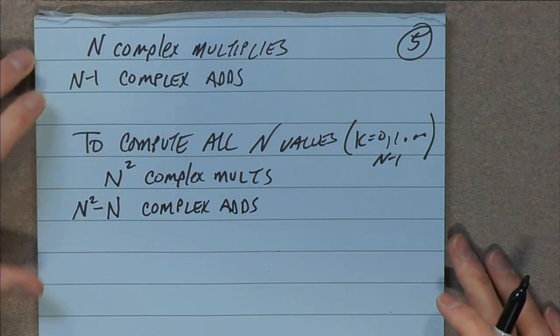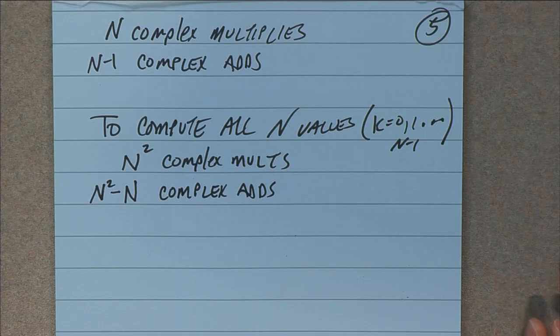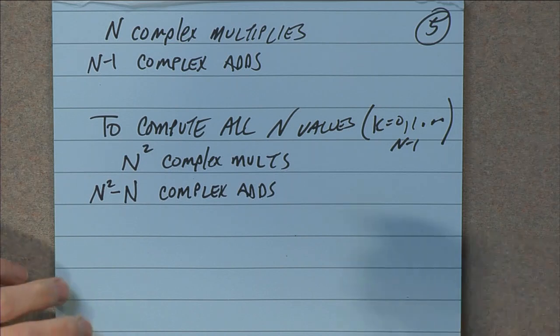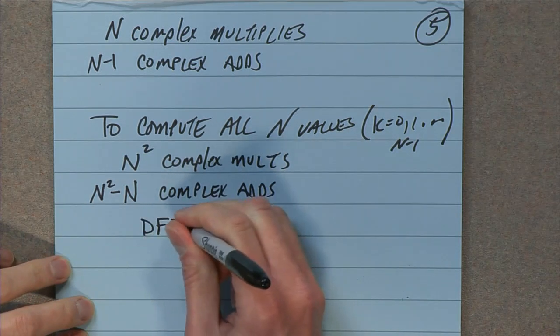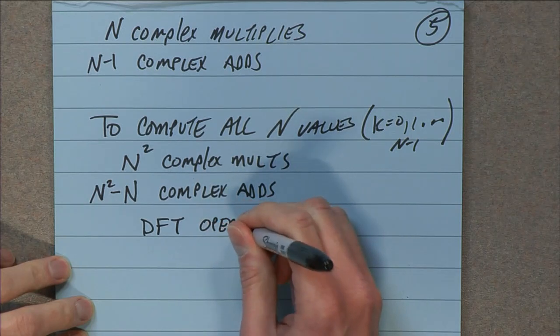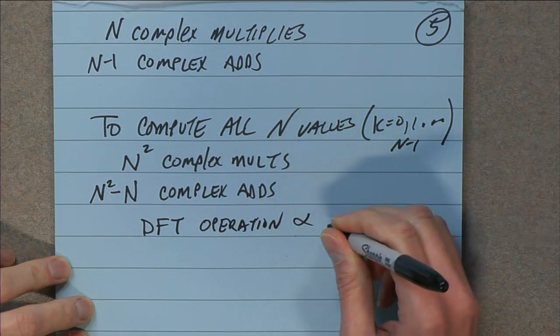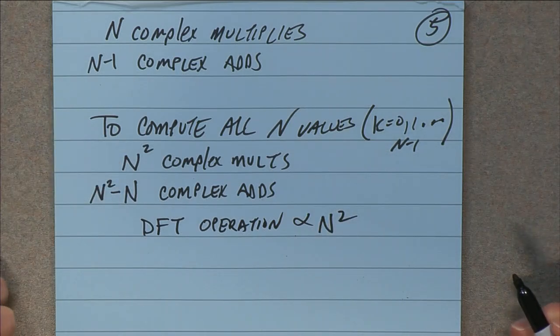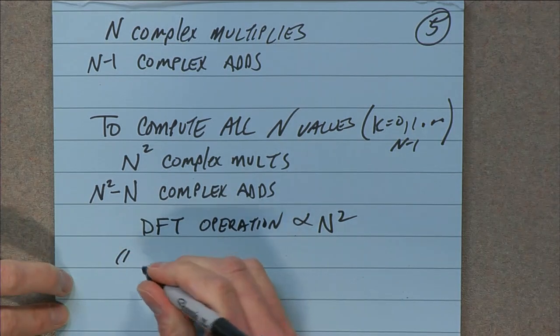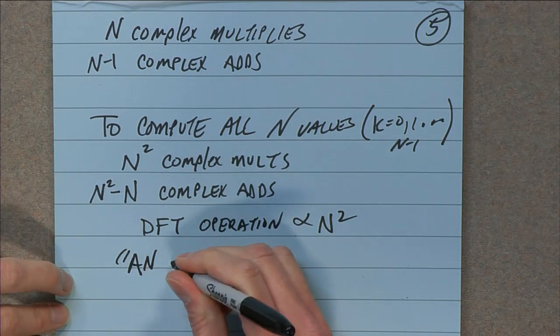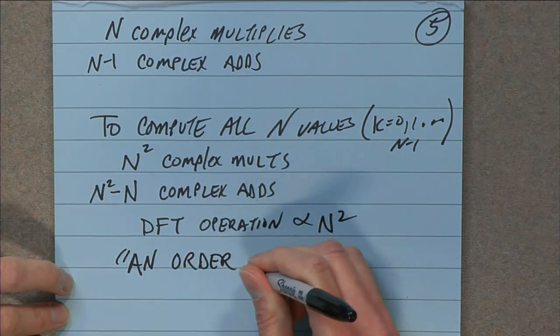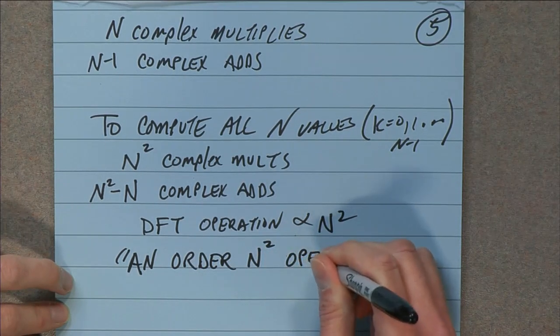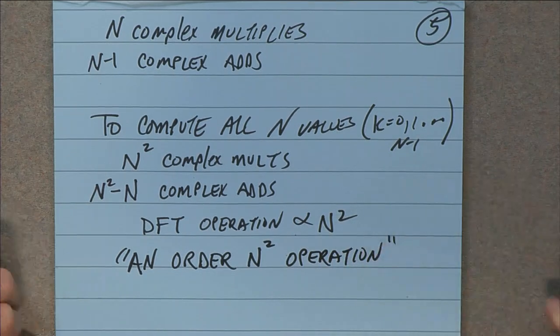So when we look at that, we can say, well, sometimes we don't really need to get into the distribution of all these things, and we just want to talk about operations, or complex operations. So a DFT operation in general is proportional to n squared, because you have n squared complex multiplies and n squared complex adds. And so that's why you might hear phrases like an order n squared operation. So I'll put that in scare quotes, an order n squared operation to do a DFT.